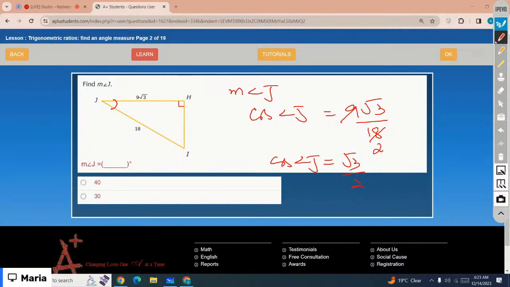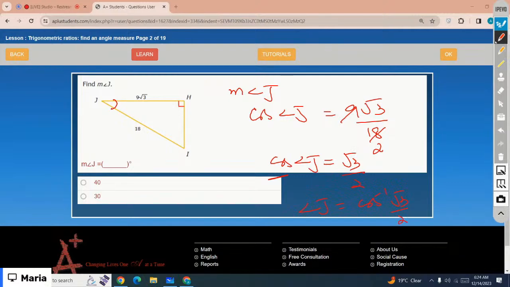Yes, that is 30 degrees, right? You can calculate cos inverse from the calculator also, because you need to calculate angle J. So when you move cos to the other side, that will be cos inverse of square root 3 over 2, right? How can you evaluate cos inverse from the calculator?